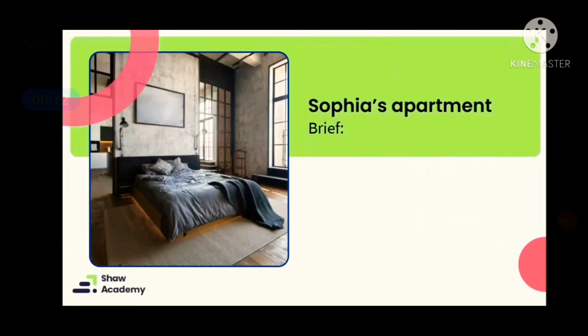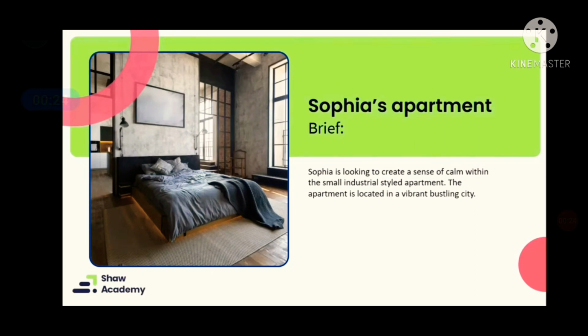Do you guys remember our scenario, Sophia's apartment from our lesson 6? Sophia wanted to create a sense of calm and relaxation within her small industrial loft apartment. We remember that this apartment was located in a very vibrant, busy, bustling city. As her designers, what color behaviors, active or passive, and which tonal variations, light or dark, would you consider using in her space? Think back to some of the active and passive examples and light and dark examples I've just given. You can pop your answers into your Morpheus text box.